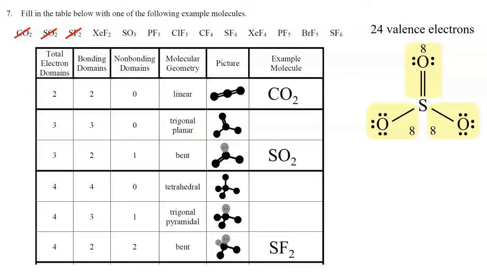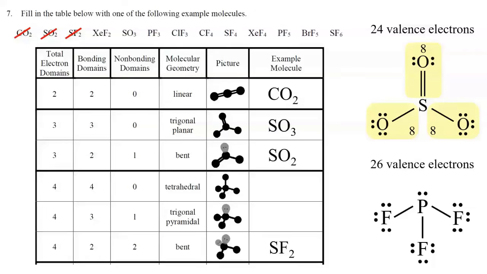So this would correspond to 3 bonding domains, 0 non-bonding domains, and we've already seen that SO3 is trigonal planar. My next total is 26 valence electrons. So now, because I have 2 extra electrons, there will be 1 non-bonding domain on the central atom. So 26 valence electrons corresponds to phosphorus trifluoride, or PF3.